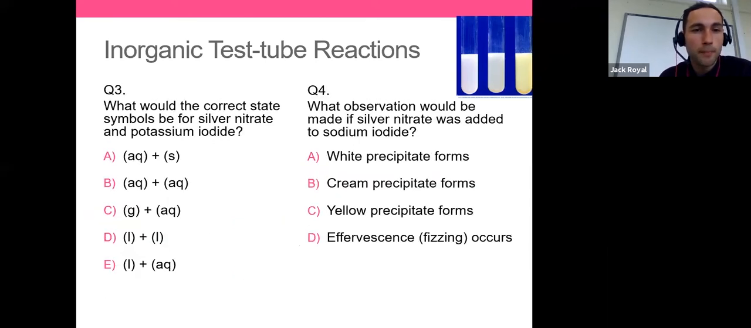Question number 3. When I had my silver nitrate and my potassium iodide and I mixed them together, what would the correct state symbols be for that? So A, B, C, D, or E? So what would the state symbols of the silver nitrate and potassium iodide be? Based on what I did in the video, I had a test tube containing one and I transferred the other one using a pipette.